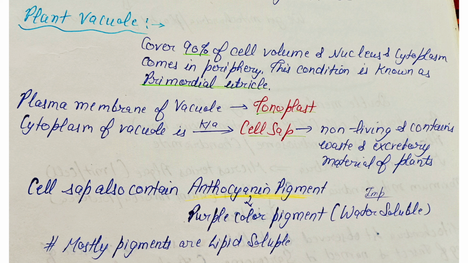Due to this, the nucleus and cytoplasm come to the peripheral side. This condition is known as primordial utricle. The most important thing is that the plasma membrane of the vacuole is known as tonoplast and the cytoplasm is known as cell sap. This cell sap is a non-living structure and it contains the waste and excretory material of the plant. The cell sap is also rich in anthocyanin pigment. Anthocyanin pigment is a purple color pigment and is water soluble.